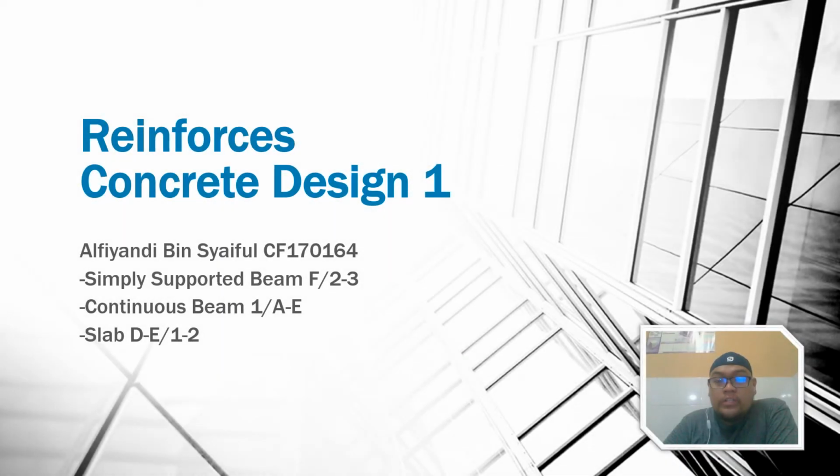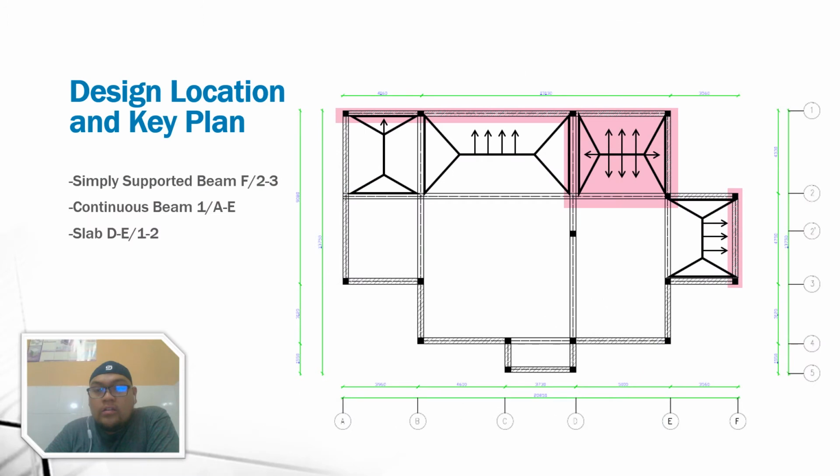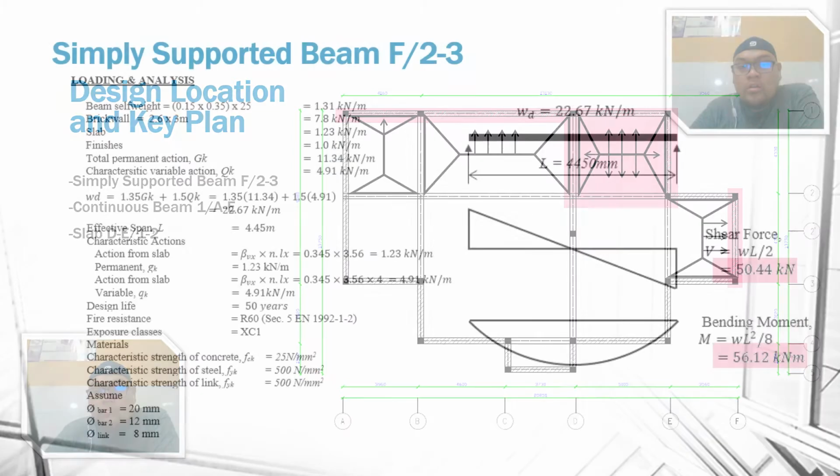So today I'm going to present my part, which is simply supported beam F23, continuous beam 1AE and slab DE12 for the Reinforced Concrete Design 1 project. First, I will show you the design location and key plan. The area marked with the red color is my part: continuous beam, slab and simply supported beam.